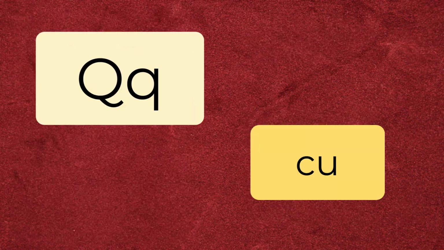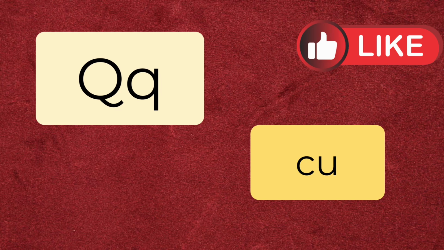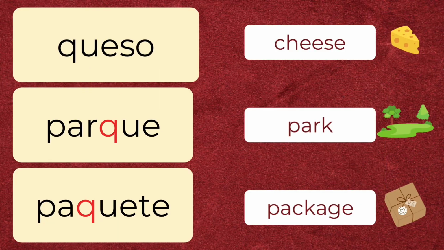Letter Q in Spanish is called Q, and it sounds like K. For example, queso, parque, paquete.